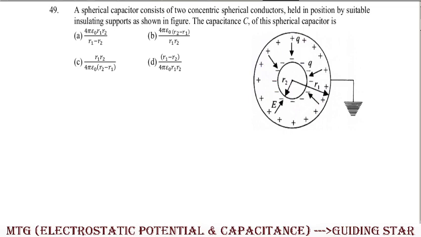Okay, here in question number 49, a spherical capacitor consists of two concentric spherical conductors. Two concentric spherical conductors, that means one spherical conductor, that is the outer one, is having radius r1, and the inner spherical conductor is having radius r2, held in position by suitable insulating support as shown in figure. The capacitance C of the spherical capacitor is. So here in this particular case it is asking us to find out the capacitance. Clear, so here in this particular case what is the formula to find out the capacitance?